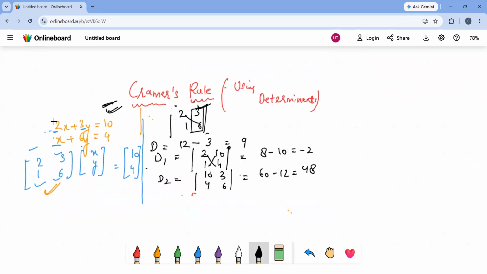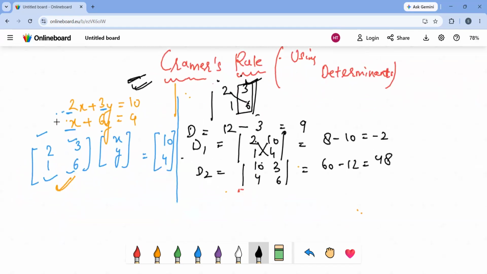Now, after that, we have to find the value of x and y. So for x, it will be D1 over D. That's the formula. Please remember, x is D1 by D. So what is D1? D1 is minus 2. And what is D? D is coming 9. So minus 2 over 9 is my x.